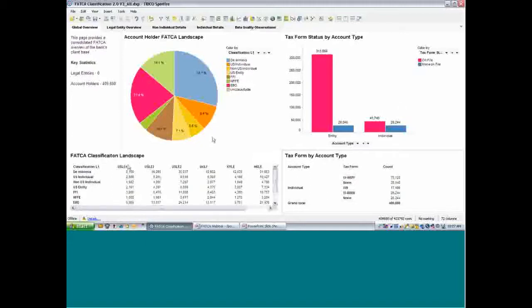Across the bottom, for this fictional financial institution, there's 6 legal entities, 3 in the United States, 1 in the United Kingdom, 1 in the Cayman Islands, and 1 in Hong Kong. So for the high-level classifications on this page, you see the numbers at each of those financial institutions.